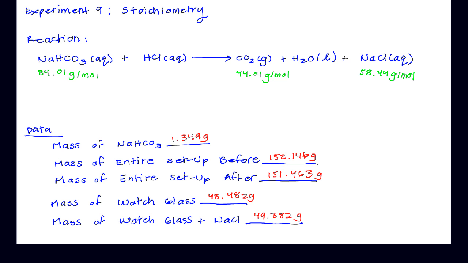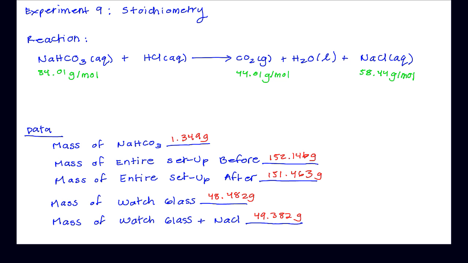You took the mass of your entire setup before you set up the actual reaction, so this is your mass of your big beaker, plus the test tube containing your sodium bicarbonate and water, plus the small beaker and your pipette. And after that, you added hydrochloric acid slowly until you didn't see any more bubbling, and then you weighed your entire setup again. So that will be everything minus the carbon dioxide that bubbled off.